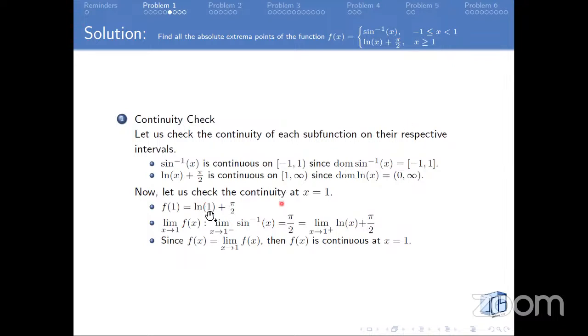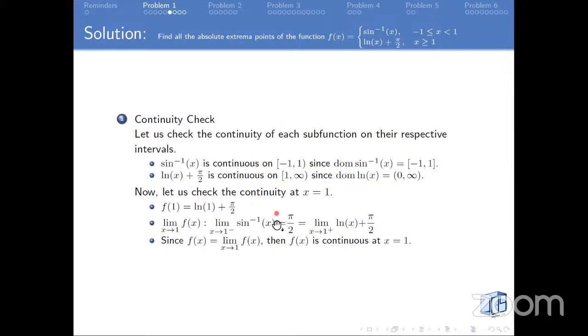So f of 1, we will evaluate it at ln of x plus pi half, since it is included in the interval x is greater than or equal to 1. So f of 1 equals ln of 1 plus pi half. Ln of 1 is 0. So our f of 1 is pi half. And now we will evaluate the limit of f of x as x approaches 1.